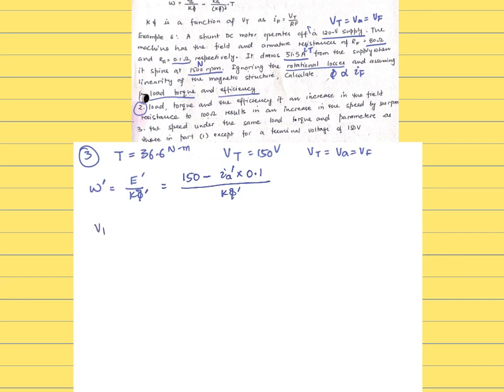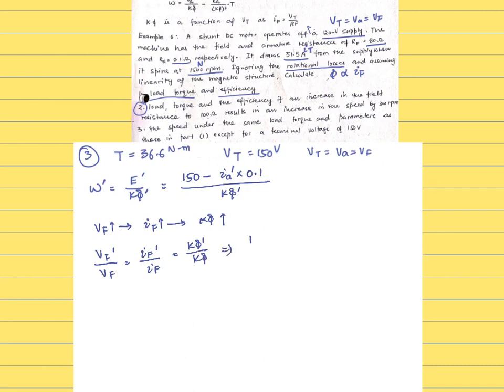The VF has changed. If VF has changed, IF will change. If IF changes, K phi will change. But this time, if VF is increased, the IF will increase, and that will increase the value of the K phi as well. Let's say we're taking VF prime. So we're going to say VF prime over VF equals IF prime over IF equals K phi prime over K phi. So linearity is there.